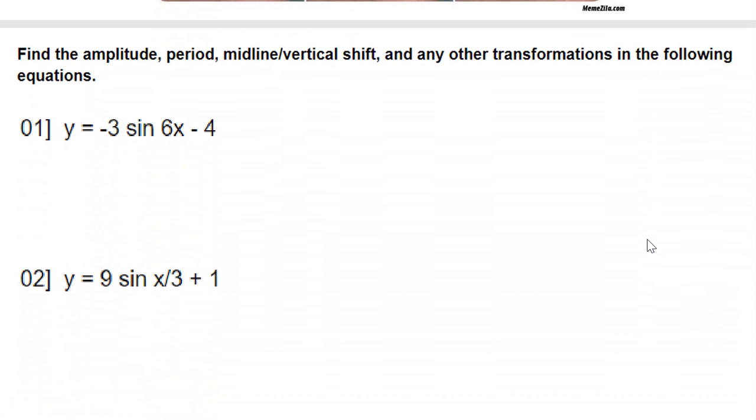All right, we're supposed to identify all of the different changes to the parent. In these two cases, y equals sine of x would be the parent. And we see the negative, which means that there's going to be a flip on the x-axis. The 3 means an amplitude of 3. The negative 4 means a shift of down 4.